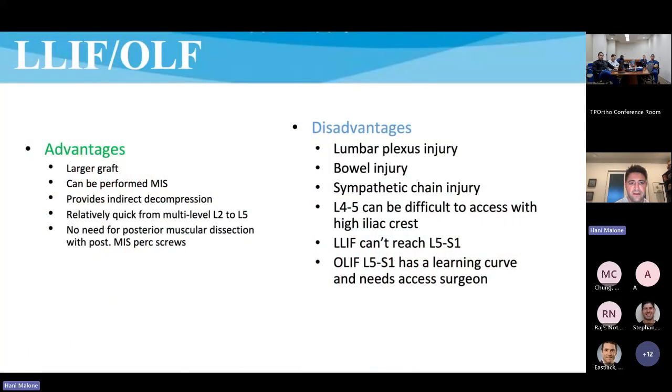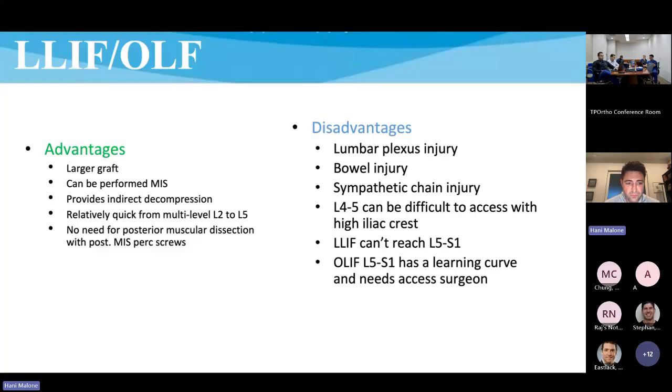So what are the advantages of coming from the lateral position? Well, obviously you can get a bigger graft. You can do that MIS. I think it does a better job of indirect decompression, which is important because you're not dropping a tube right down on the spinal canal. It's quick. It's definitely faster than TLIF, especially if you're doing multiple levels. Then it's way faster.